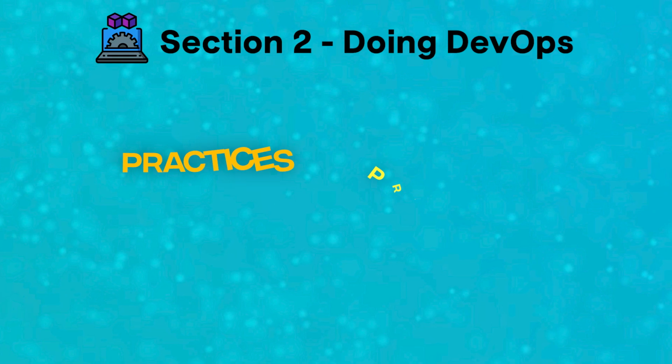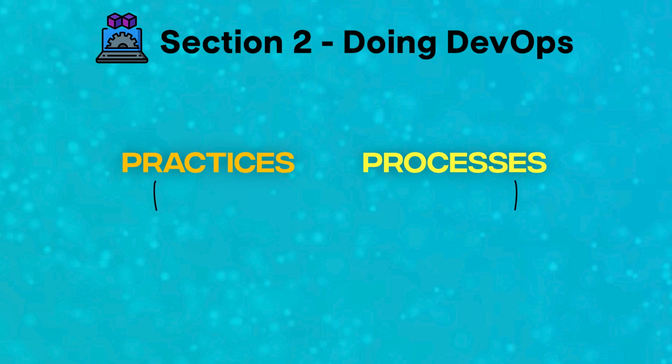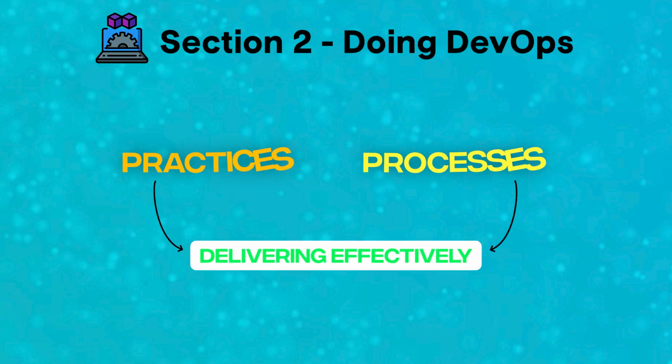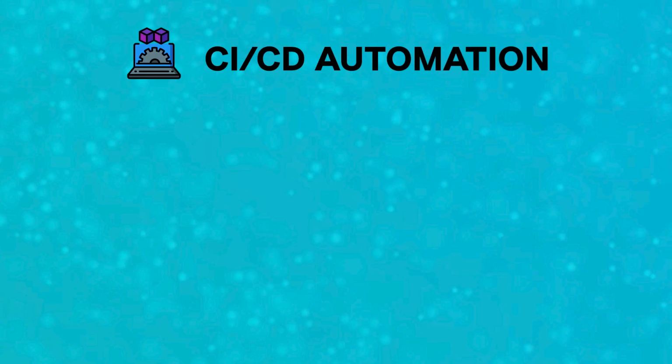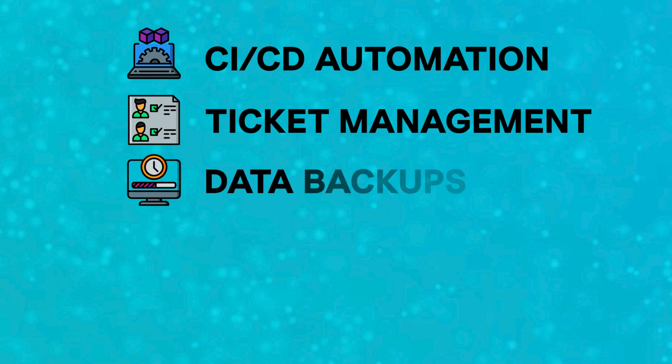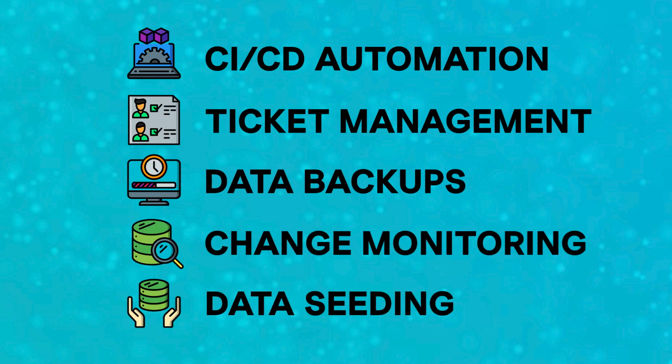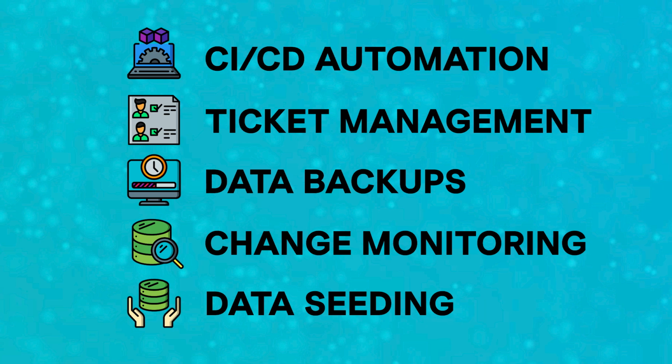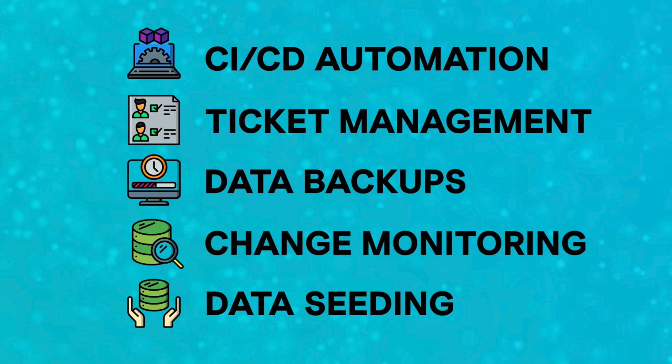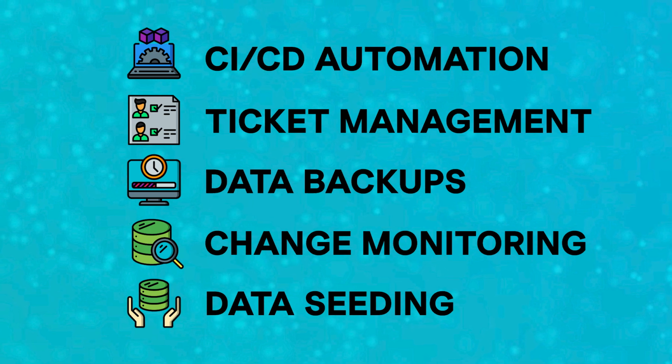The second section of the book focuses really on the practices and processes you're going to put in place to start delivering DevOps effectively. Some of those things are CI/CD automation, ticket management, data backups, change monitoring, data seeding, things you're going to need to do in order to make sure that your processes are running effectively and that you're looking at the holistic approach to DevOps.